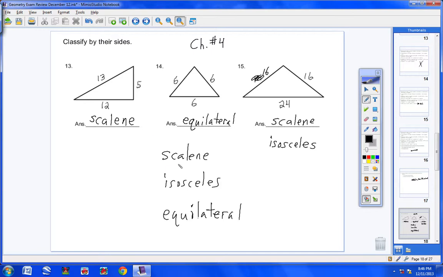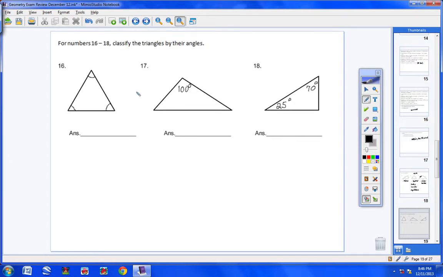Be familiar with these three terms and their definitions. Okay, moving on. Let's review how to classify triangles by their angles. We have right triangles, we have obtuse triangles, we have acute triangles, and we have equiangular triangles.